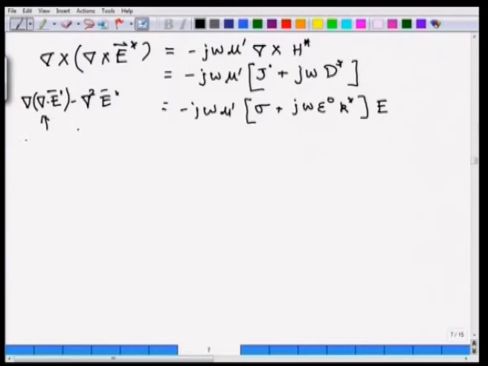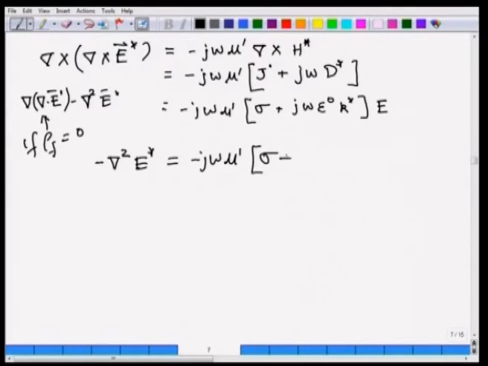in free space, if the charge density is zero, then this quantity is 0. In that case, if I write the wave equation, then this is minus del squared E star is equal to, I am going to write this as minus j omega mu prime times sigma plus j omega epsilon naught k prime plus omega epsilon naught k double prime.